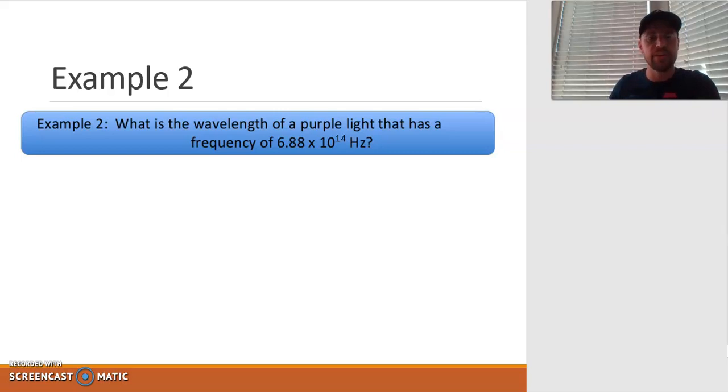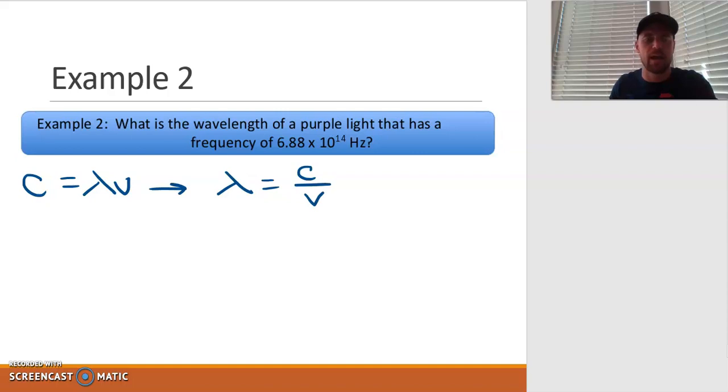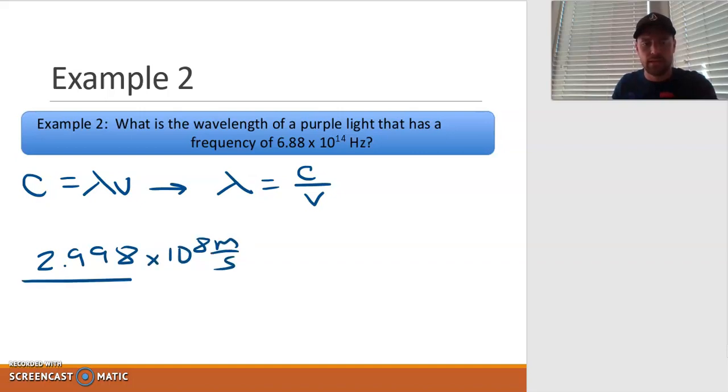Alright, let's look at example 2. Very similar to before, but this time we're solving for a wavelength. What is the wavelength of a purple light that has a frequency of 6.88 times 10 to the 14th hertz? So this time, if my equation is C equals wavelength times frequency, I'm going to rearrange it to solve now for wavelength, which will then be C divided by frequency. So wavelength is going to be 2.998 times 10 to the 8th meters per second divided by frequency, which is in hertz, which is the unit I need it to be, so there's no conversion I need to do. 6.88 times 10 to the 14th.